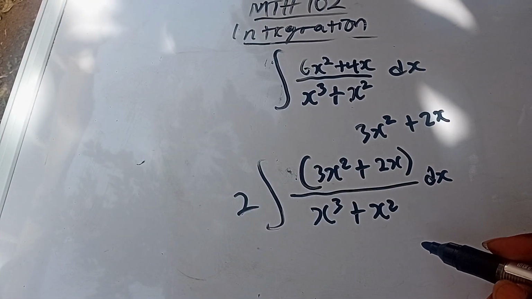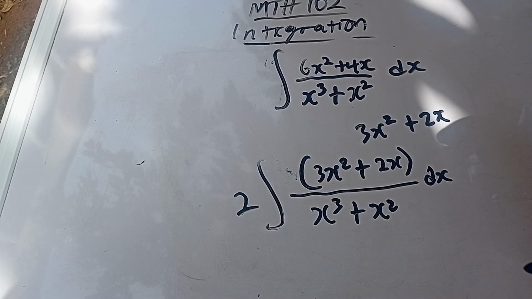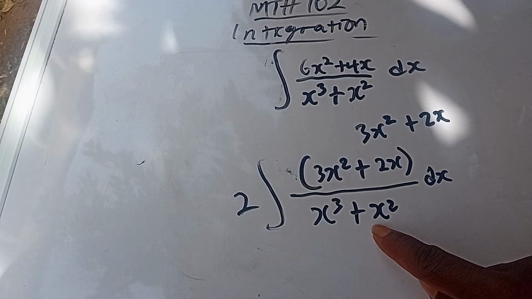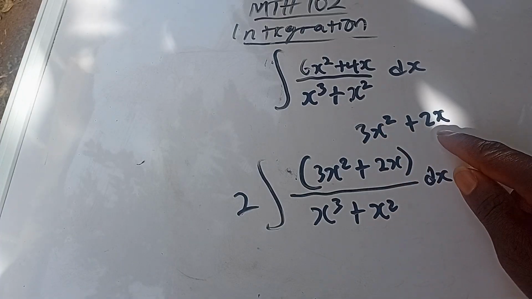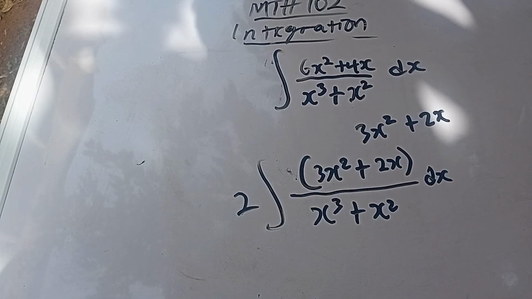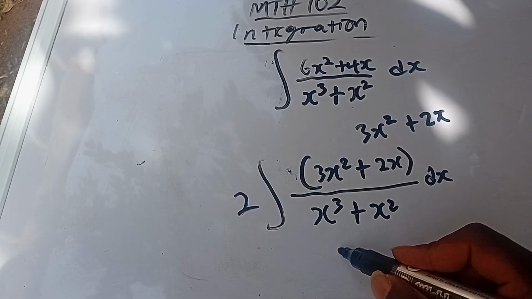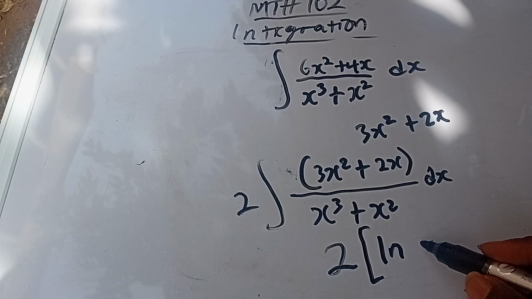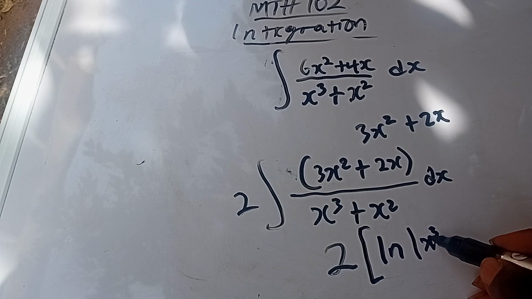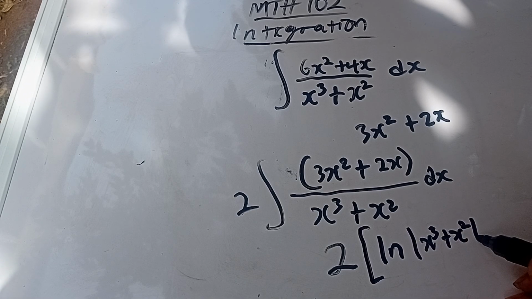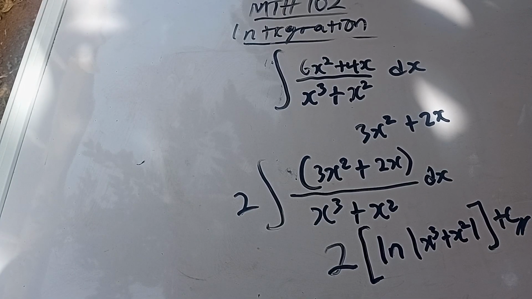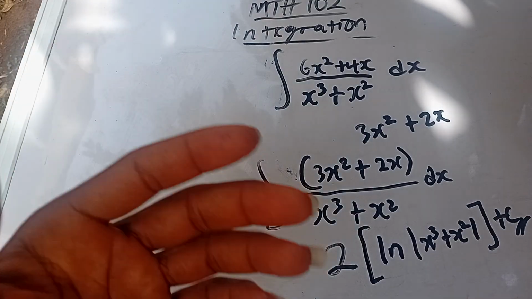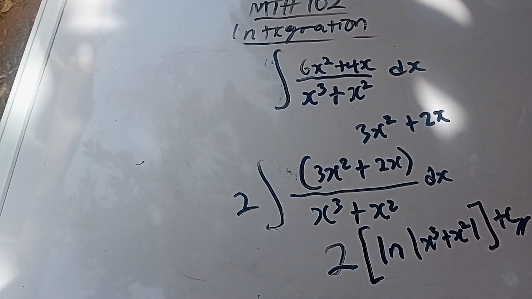Are we together? So I have to rewrite it again, but I just say let me clean it. Now, if you differentiate this, s cube plus s squared, you get this. It's exactly the same thing as this. Then your final answer, don't forget there is 2 outside. Your final answer will now be 2 multiplied by what? Ln of the denominator, s cube plus s squared, plus c.